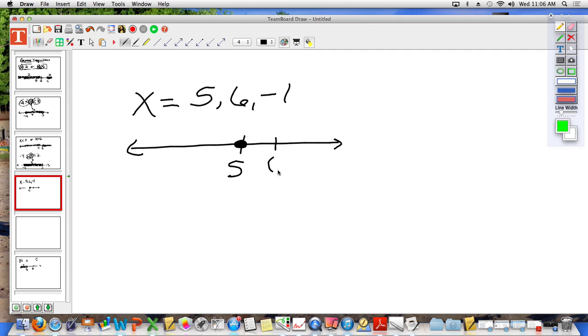Well, you would add a 6, put a point there. These are all equal to. We're not talking less than or greater than. We're only talking equal to. But also negative 1, so I go to negative 1, and I put a point. So I have a negative 1, I have a 5, and I have a 6.